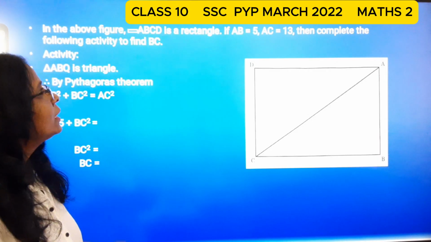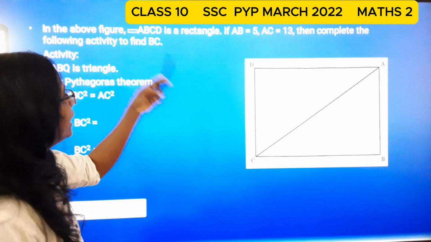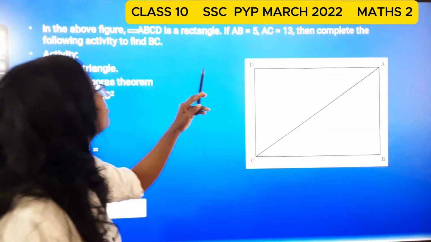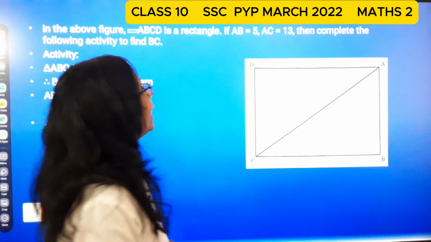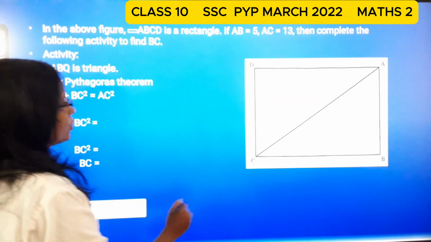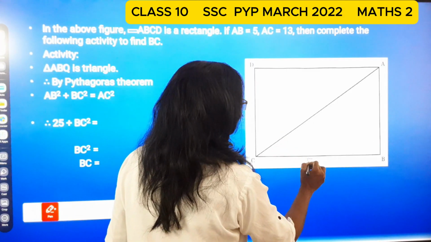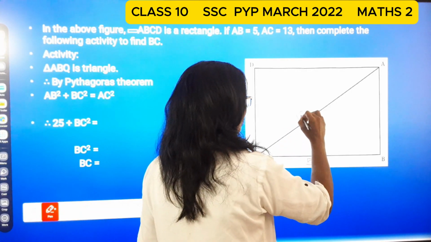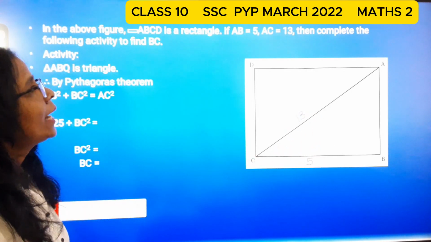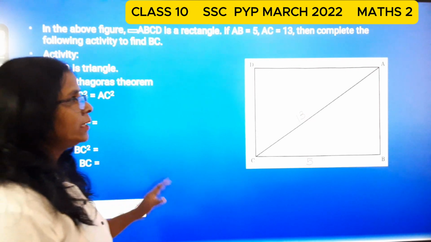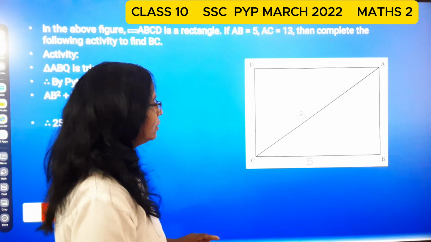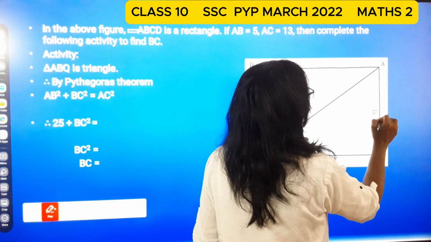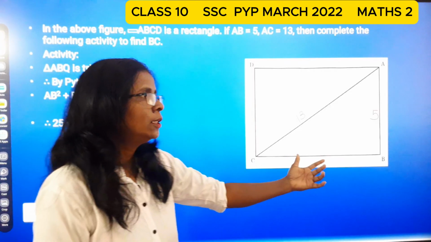Okay. Next example is in the above figure. In this figure, quadrilateral ABCD is a rectangle. If AB is equal to 5, here students will write that AB is equal to 5, AC is equal to 13. This is the hypotenuse, we can say diagonal 13, and then complete the following activity to find out BC. We have to find out the BC. Okay students, here that AB is this one, and we have to find out the BC.